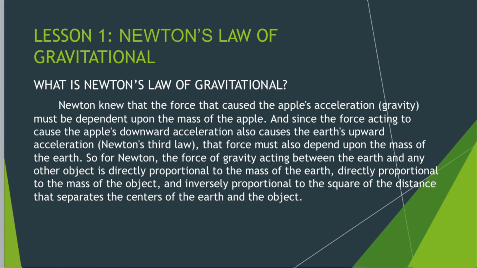Newton knew that the force that caused the apple's acceleration must be dependent upon the mass of the apple, and since the force acting to cause the apple's downward acceleration also causes the Earth's upward acceleration, that force must also depend upon the mass of the Earth. So for Newton, the force of gravity acting between the Earth and any other object is directly proportional to the mass of the Earth, directly proportional to the mass of the object, and inversely proportional to the square of the distance that separates the centers of the Earth and the object.